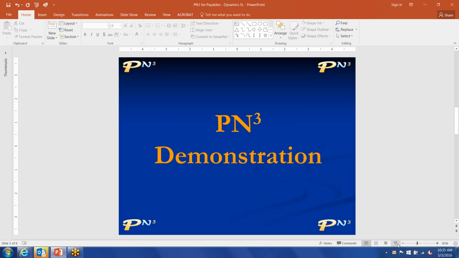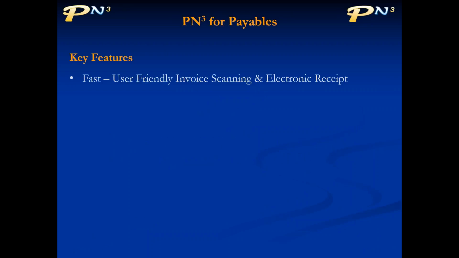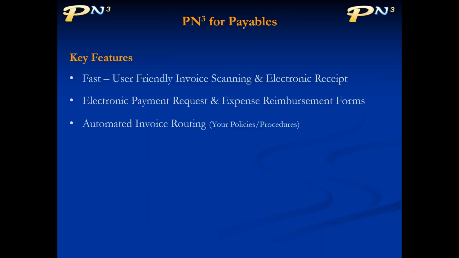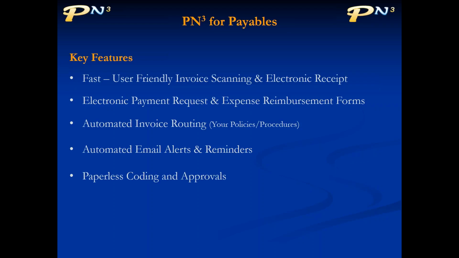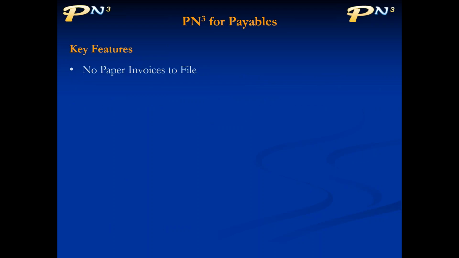Let's come back and do a quick review. So in PN3, I can easily scan invoices and receive invoices electronically. There are also electronic payment requests and expense reimbursement forms. Automated routing based upon your policies and procedures. Email alerts and reminders. Coding and approvals. Budget integration. Real-time invoice status. You'll never have to guess where any invoices are. There's no more paper to file.